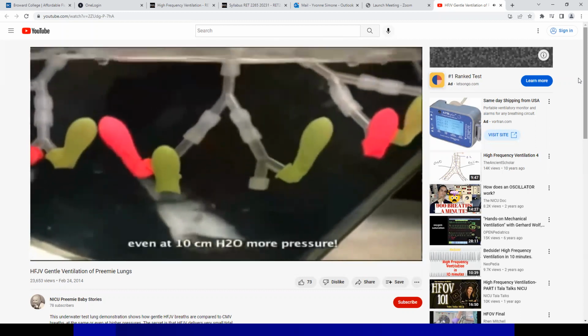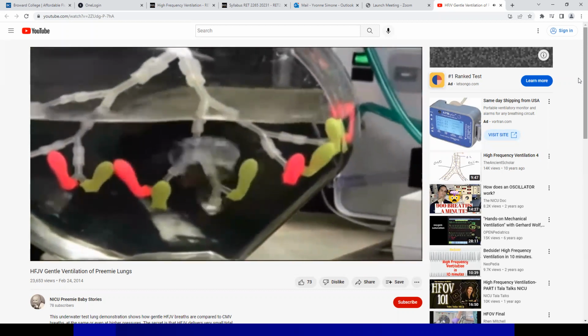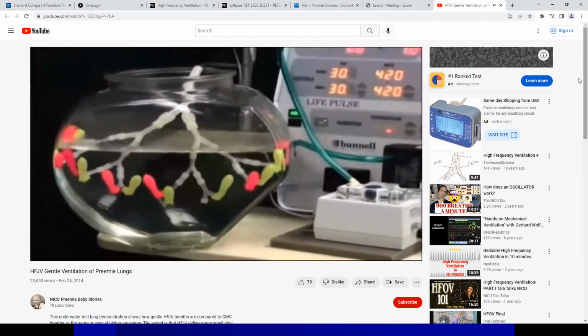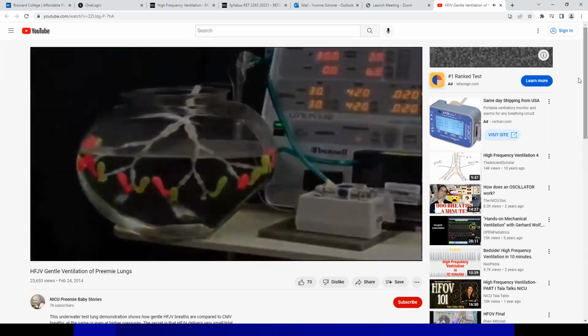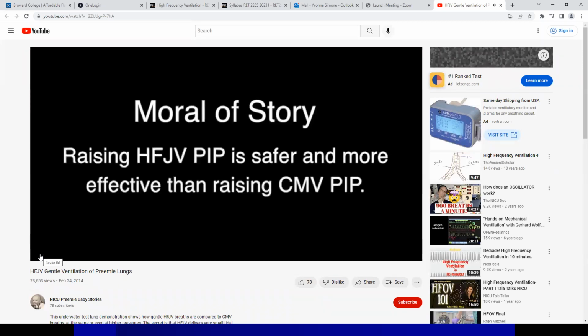So this is very important. Even with 10 centimeters of water more pressure, the jet ventilator is more gentle. So you will have to give a few sigh breaths if you're doing a temporary improvement to reverse out like this. You can see why it's so important to get rid of those conventional breaths once the lungs have been recruited and keep stabilized, inflated alveoli. The moral of the story really is raising the PEEP on the high frequency jet ventilator is much safer and more effective than raising the PEEP on the conventional mechanical ventilator. Isn't that cool to see that?